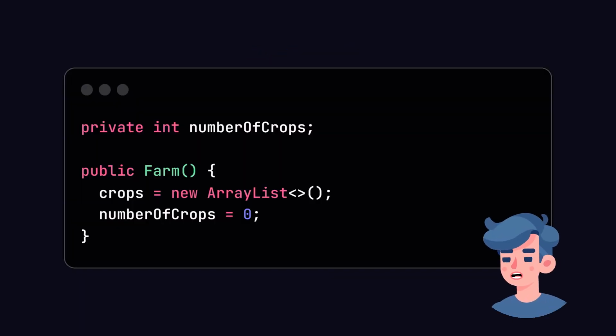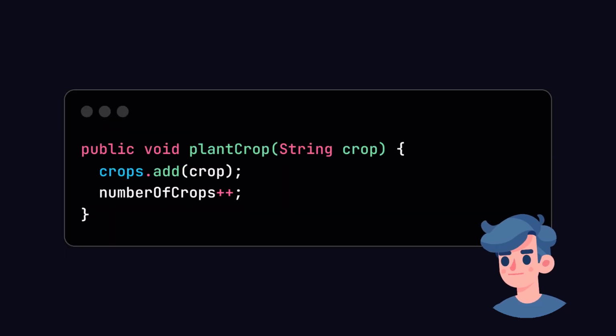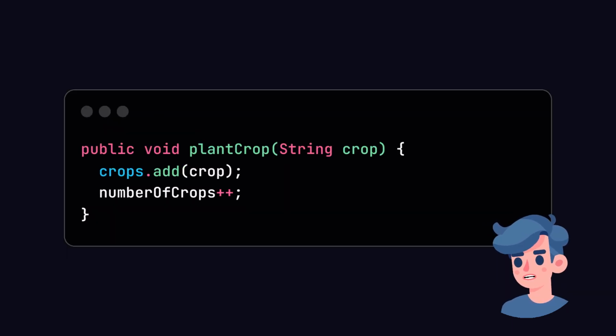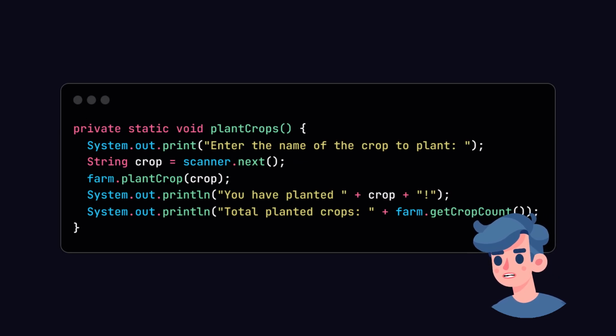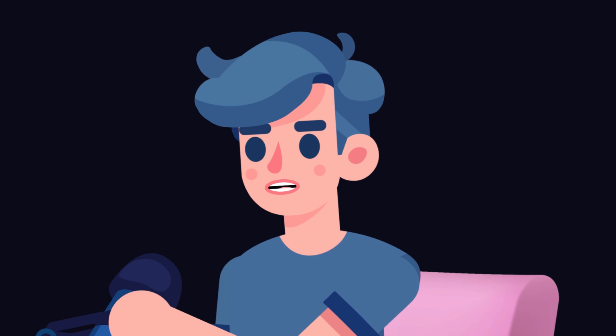Let's add a field in the Farm class to keep track of how many crops are planted. Update the plantCrop method to increment the number of crops planted each time a crop is planted. Let's also create a method called getCropCount that returns the number of crops planted. Now we can enhance the user experience by showing the number of crops planted every time the user decides to plant crops. Let's update our plantCrops method again. Our game is coming together nicely.